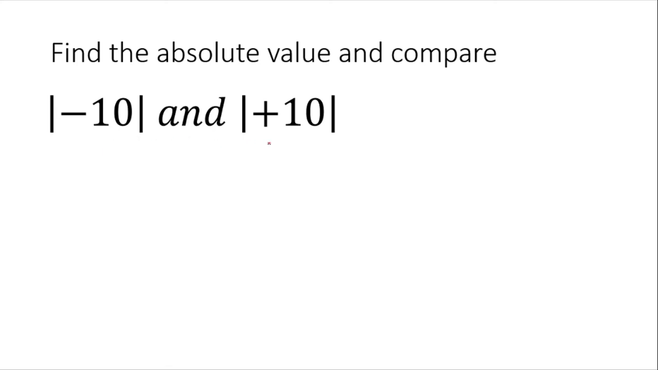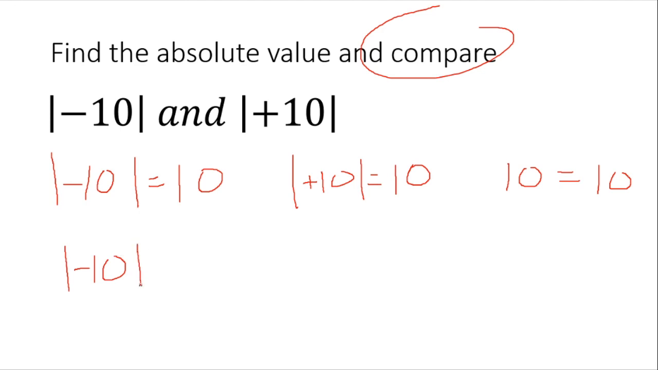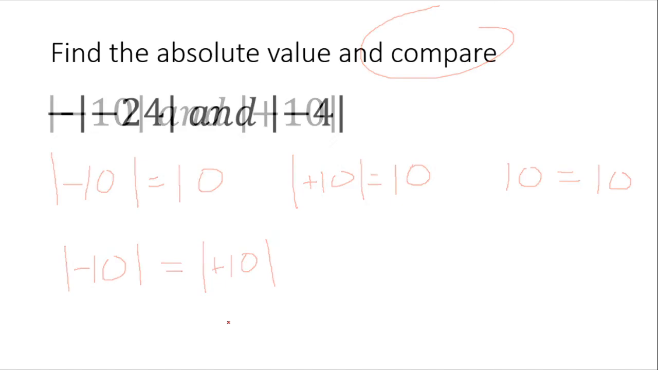Absolute value of negative 10 and absolute value of positive 10. So the absolute value of negative 10 is equal to 10. And the absolute value of positive 10 is also equal to 10. So comparing these two numbers, 10 is equal to 10, right? So therefore, the absolute value of negative 10 is equal to the absolute value of positive 10. Okay. Next.